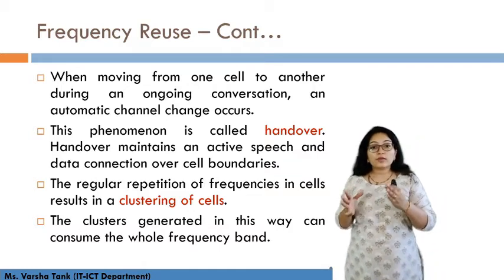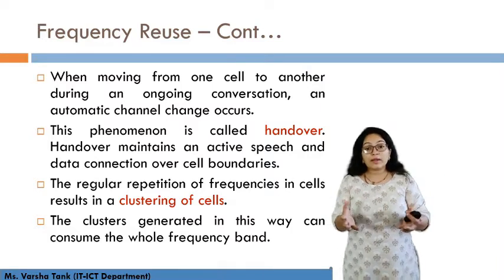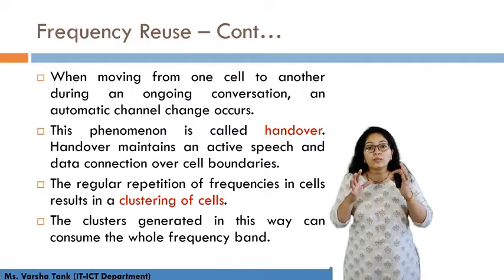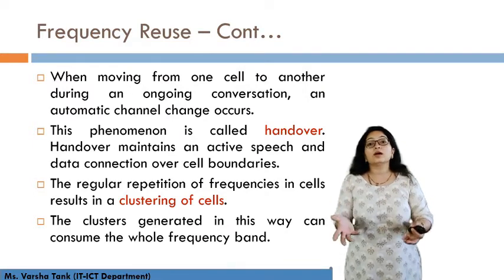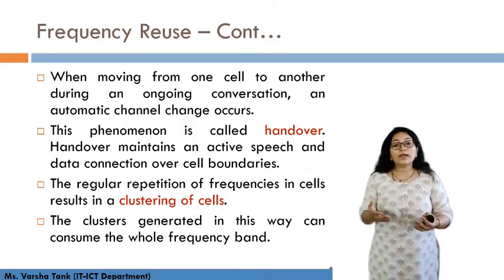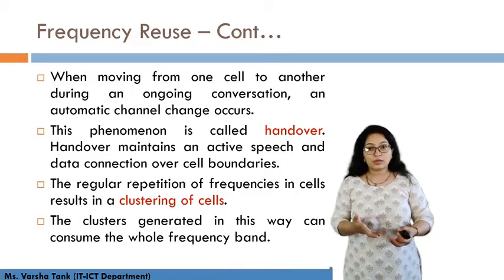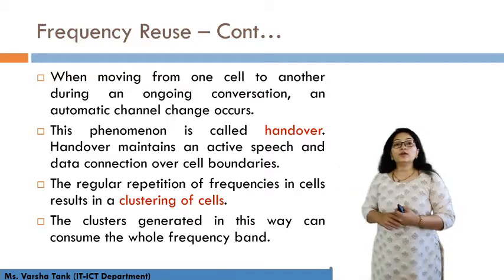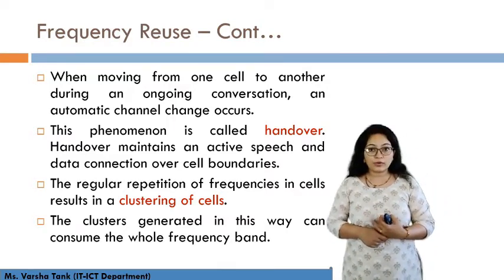So when you are moving from one place to another place, suppose you are moving in Ahmedabad from one area to another area, you will not suffer from phone disturbance, signal disturbance in your mobile phone. Why? Because automatic channel change occurs every time. So this phenomenon is known as the handover. Handover maintains an active speech and data connection over the cell boundaries.